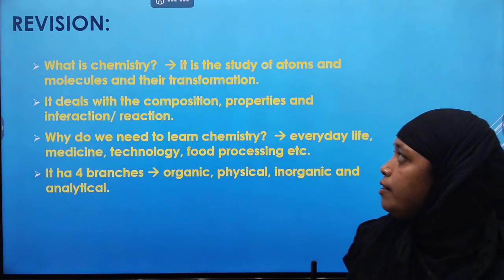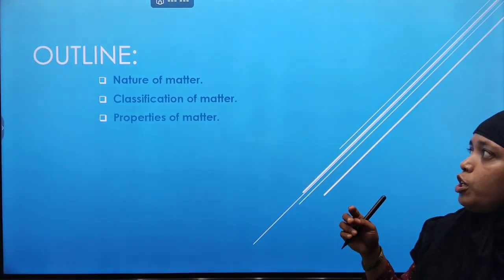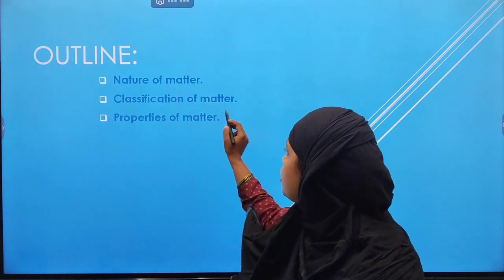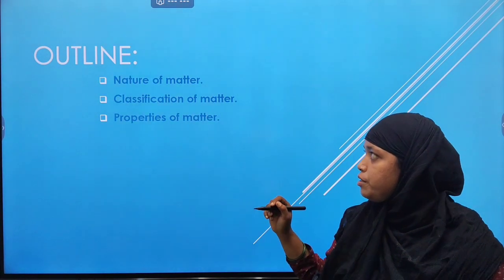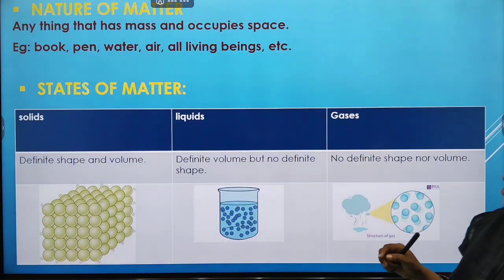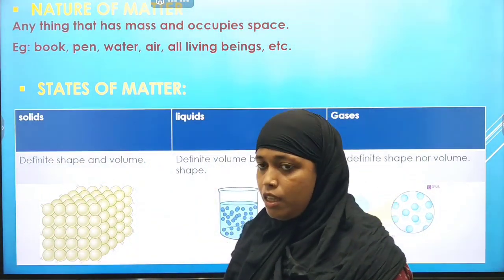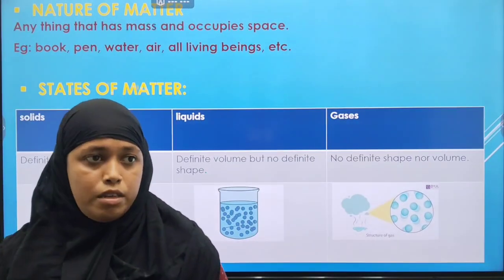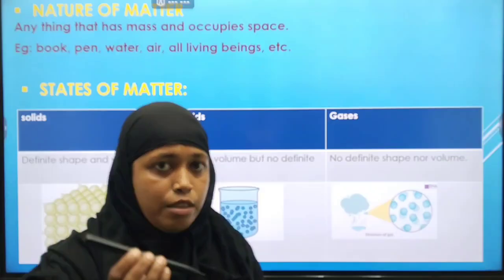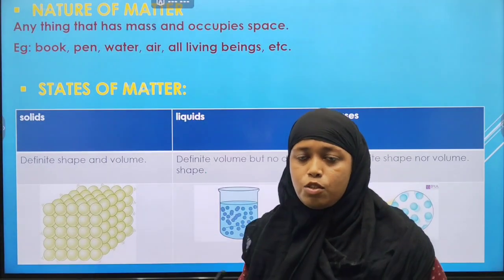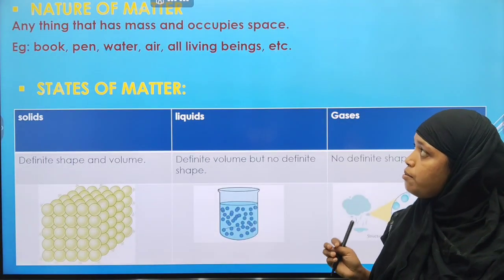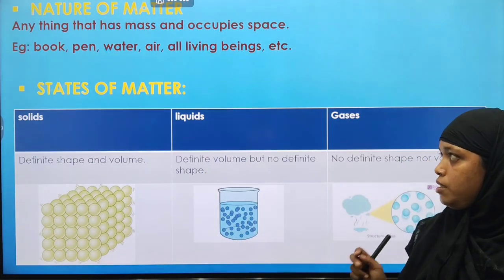Moving on, let's see what we will learn today. Today we will learn about the nature of matter, the classification of matter and the properties of matter. Let's see nature of matter. Now, what is matter? Matter is anything which occupies space, which has mass. For example, this pen which I have in my hand has mass and it occupies space. All living things around us, even air, has mass and occupies space.